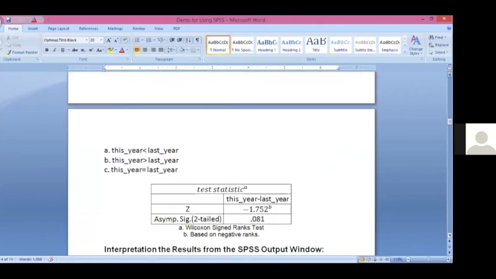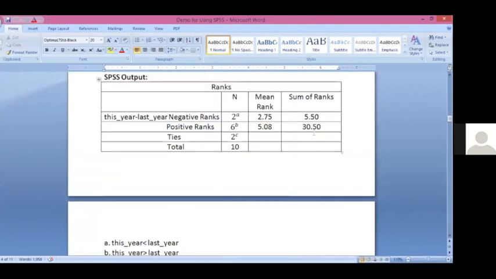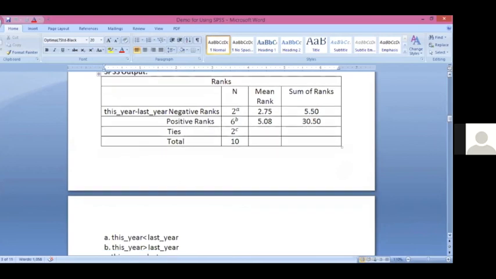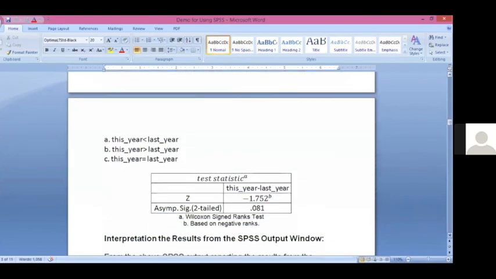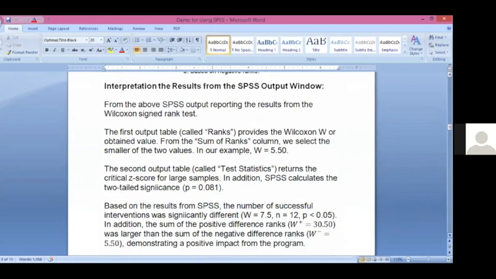Output you can see here. Negative ranks, sum of ranks 5.50. Positive ranks, 30.50 exactly. So among them, which one is minimum? We have to take this value, 5.5. Our test statistic is this.